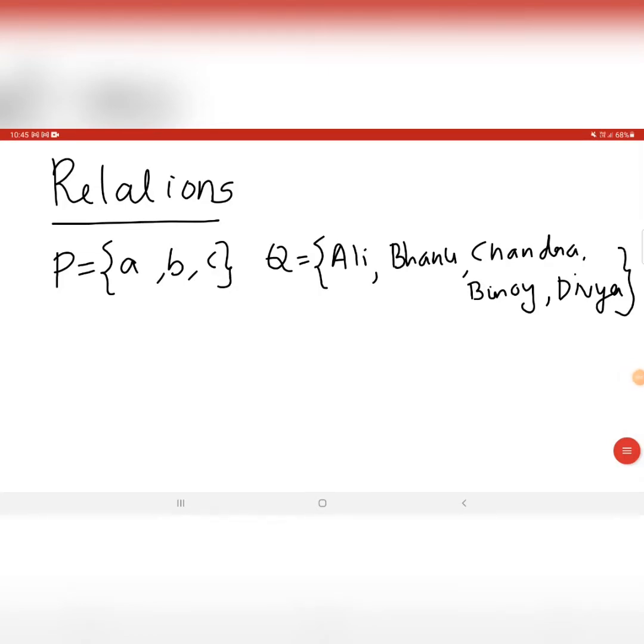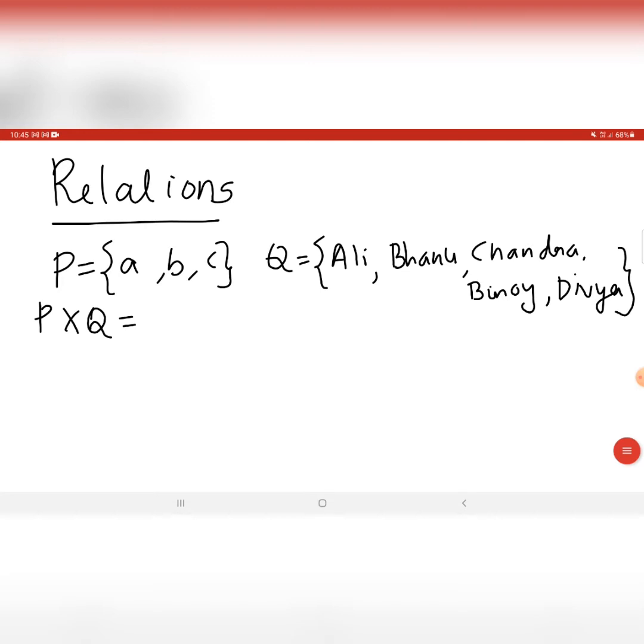We completed Cartesian product. Next, we are moving to the next topic, relations. Let us consider two sets P and Q, where P is the set of the three alphabets A, B, C, and Q the names of some children: Ali, Bhanu, Chandra, Binoy, Divya. Now, if you write the Cartesian product P cross Q, it will contain 15 pairs, isn't it?